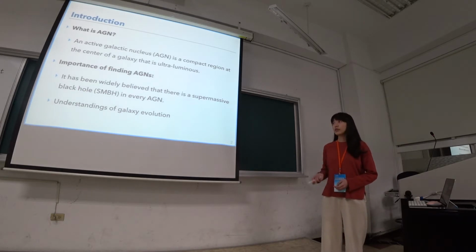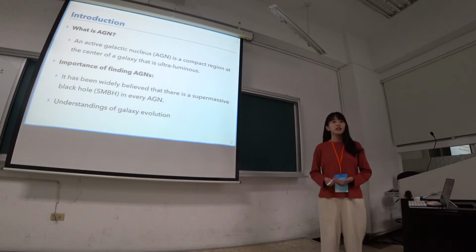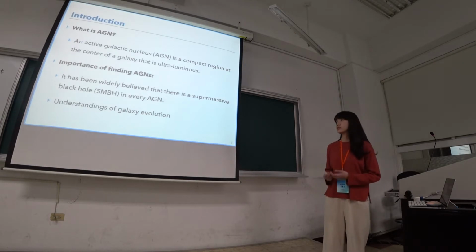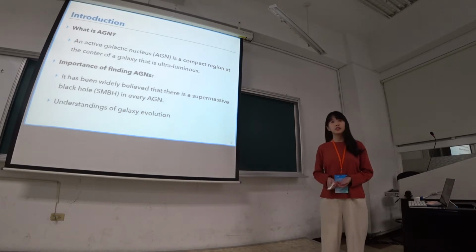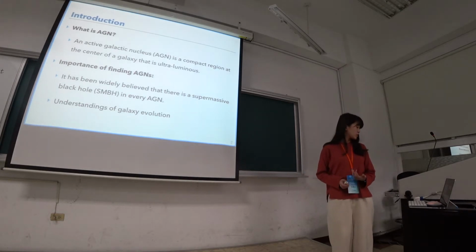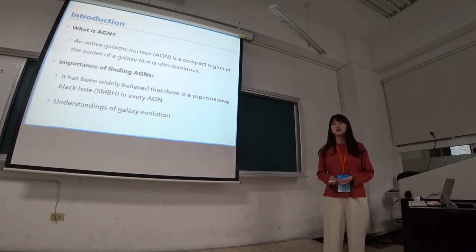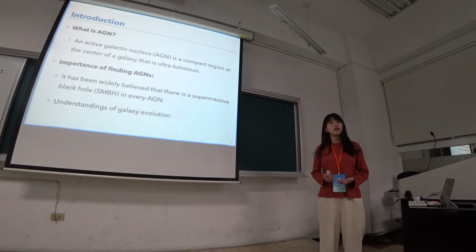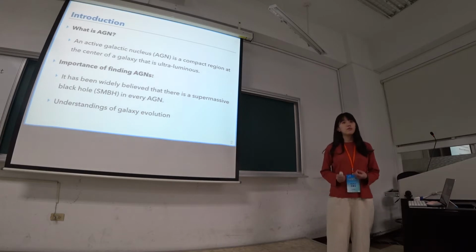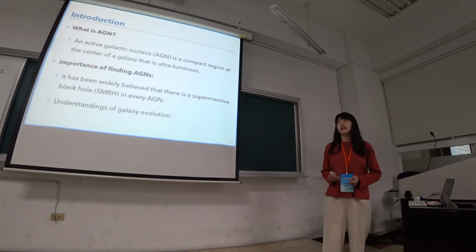And why is it important for us to find AGNs? This is because it has been widely believed that there is a supermassive black hole in every AGN, and the mass of the black hole is related to the bulge mass of the galaxy. Therefore, in order to have a better understanding of galaxy evolution, it is very important for us to obtain a complete census of AGN activity.